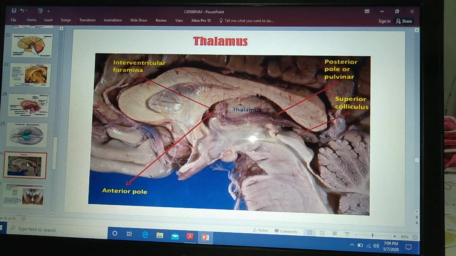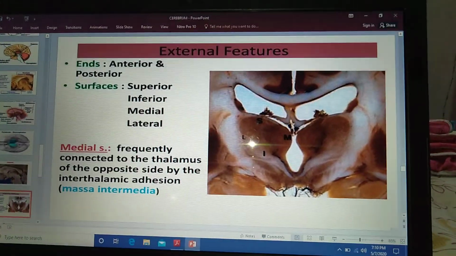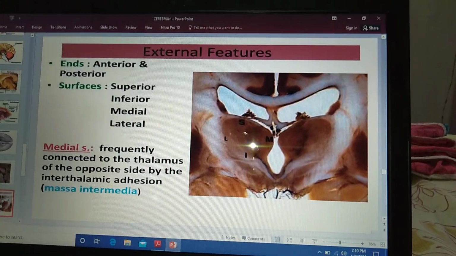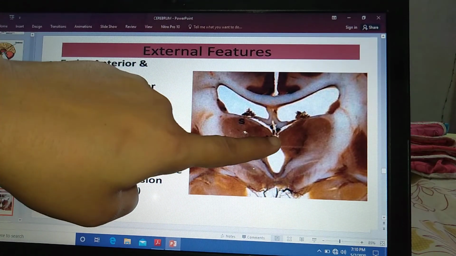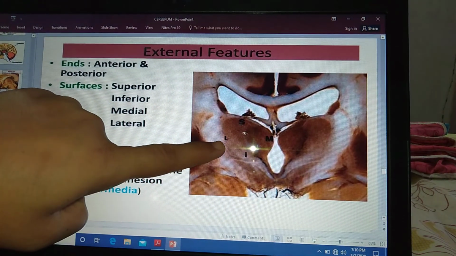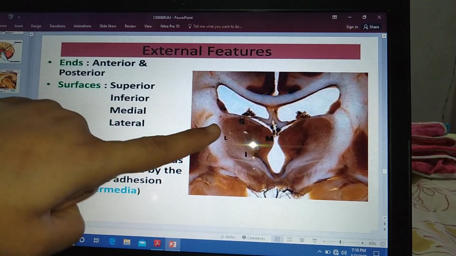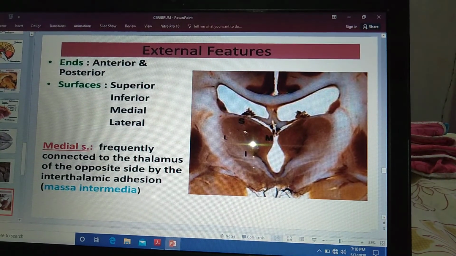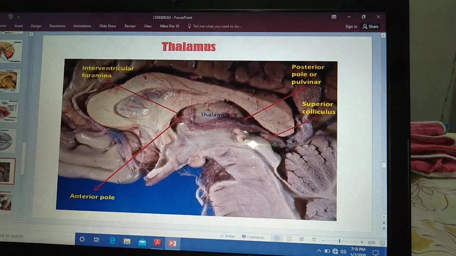And four surfaces. How can we identify the four surfaces? Here you can see in this diagram, it is written: superior, inferior, medial and lateral. These are the four surfaces. Now one by one we will take. First let us take the ends.